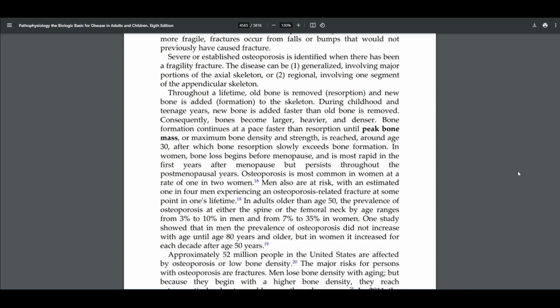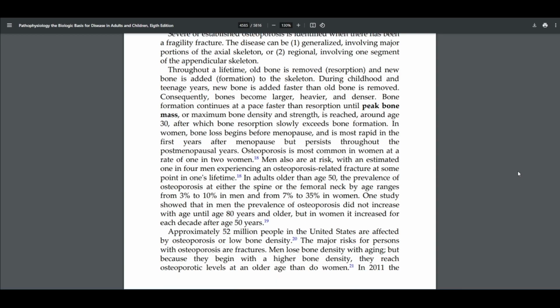Throughout a lifetime, old bone is removed and new bone is added to the skeleton. During childhood and teenage years, new bone is added faster than old bone is removed. Consequently, bones become larger, heavier, and denser. Bone formation continues at a pace faster than resorption until peak bone mass, or maximum bone density and strength, is reached around age 30, after which bone resorption slowly exceeds bone formation.